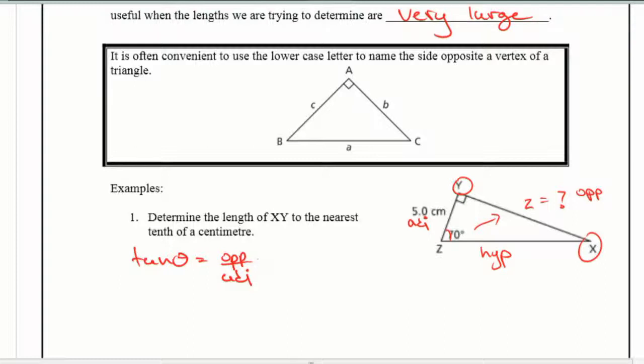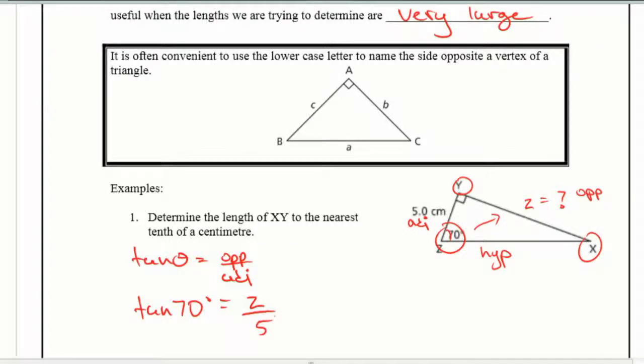So tangent of theta is the length of the opposite divided by the length of the adjacent. The angle here is 70 degrees, so I'm going to take the tangent. Theta is 70 degrees, that's my angle down from this corner. The opposite side, I don't know what it is, it's z. And the adjacent side is 5.